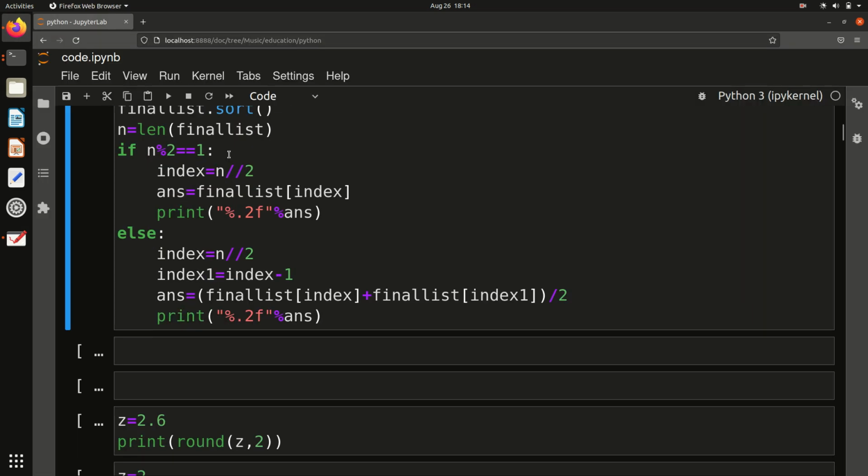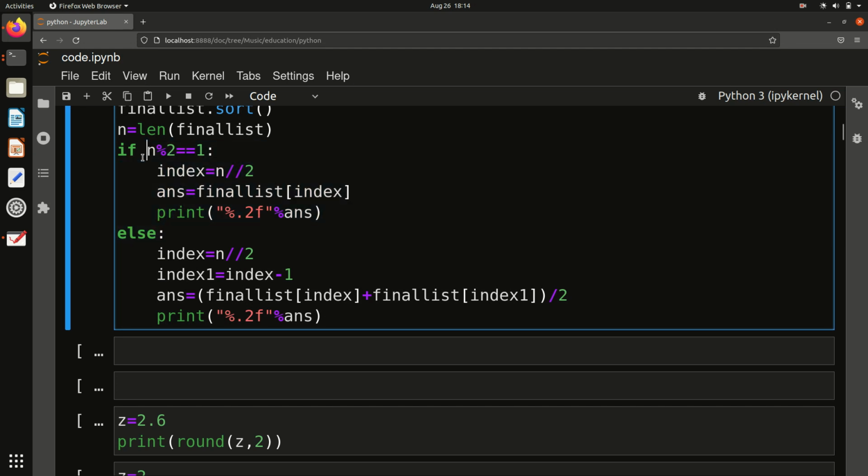Now if you see carefully, in this if else we have done the same thing. This if is for when the number of elements is odd, and this is for when the number of elements is even. So we have found the length. Now we check if length modulus 2 equals 1, it means it is odd. If it is odd, index equals n by 2, and we know that in Python this is integral division. The moment you get the index, we can directly get the value. Just put the index in the final list, and we get the answer. And now we have printed it.